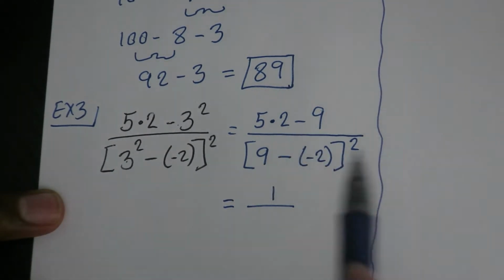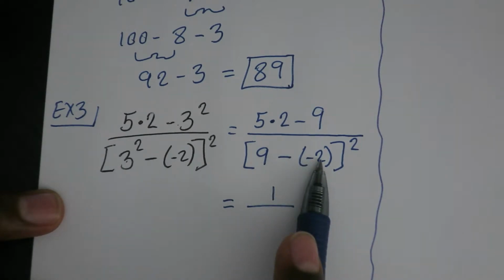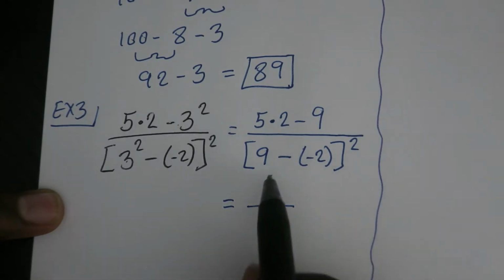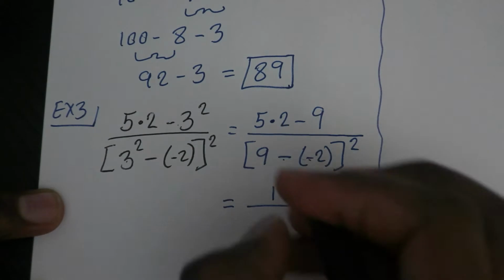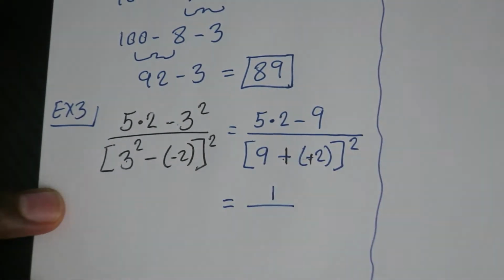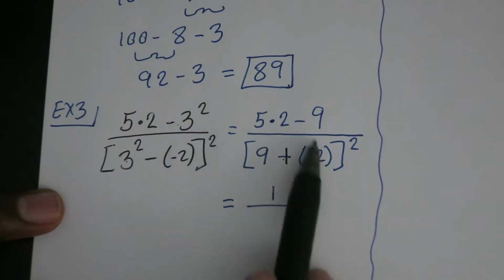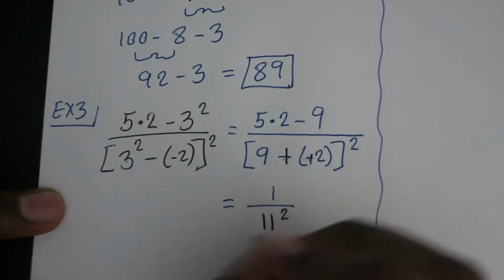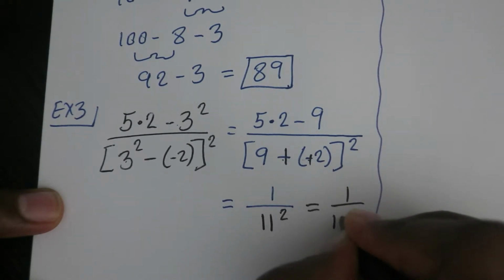For the bottom, you can use a calculator for this. 9 minus negative 2 is 11. And usually when you have a minus sign and the negative sign facing each other, to subtract means you add the opposite. Whenever you have subtraction and a negative number, that changes into a positive. So we have 11, and of course to the second power, which we know is equal to 1 over 121.